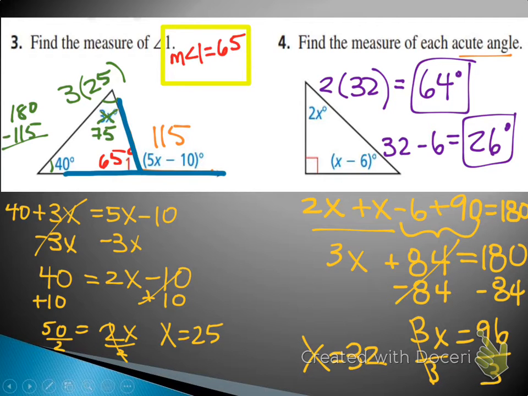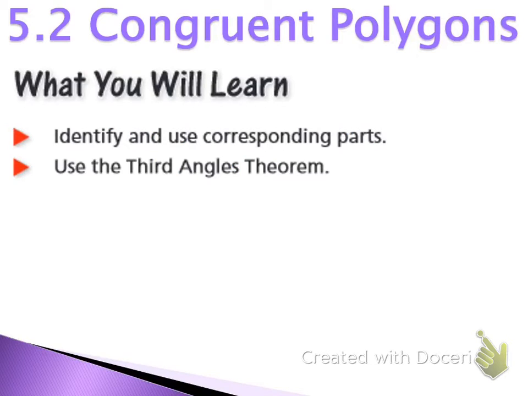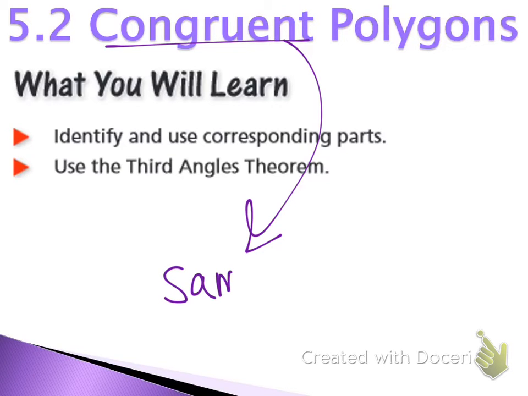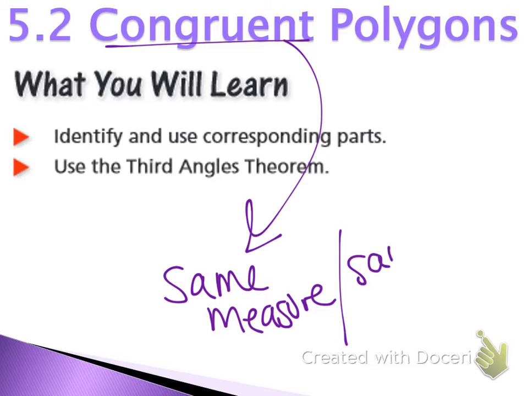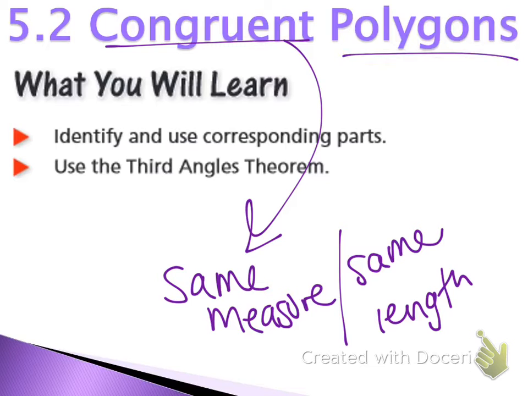Good. So this section is over congruent polygons. What does congruent mean? Same measure. I think that's where you're going. Or same what? Same measure, same length. And then a polygon, what do we think a polygon is? Is a shape, okay? There are qualifications to it, but for lack of better terms, shape.